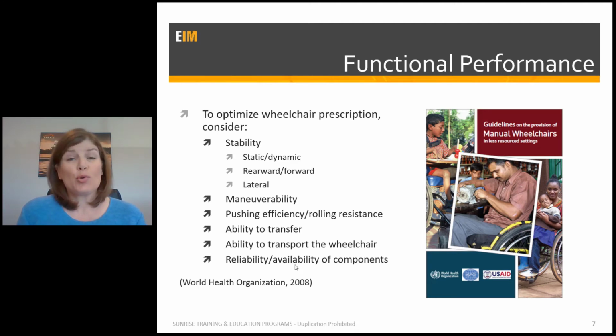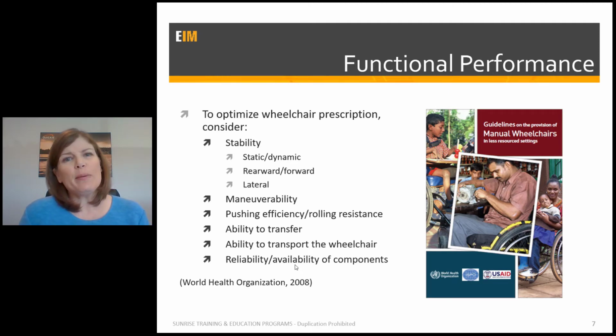We should also be thinking about the ability to transfer, particularly for those clients who are independent in their transfers. So how will the wheelchair prescription enhance that independence with transfers? What about the ability to transport the wheelchair? We need to think about whether the client is going to be remaining seated in that wheelchair in transit, so whether it's a private vehicle or a public vehicle.